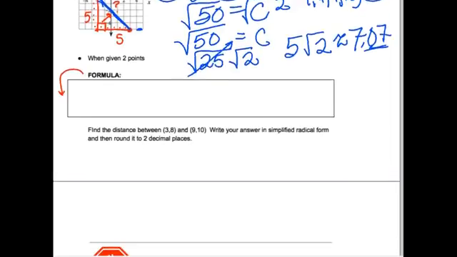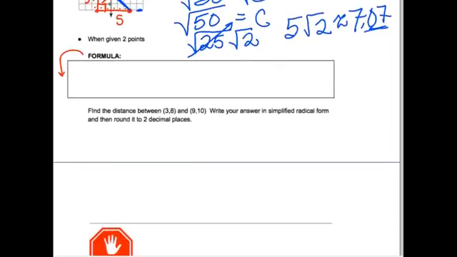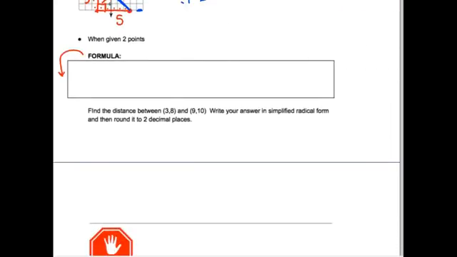But what if you're not given the graph? What if you're given just 2 points sitting there? Could you go get graph paper and plot them and use the Pythagorean theorem? The answer is yes. Usually that's not an option. I mean, I suppose you could always just Google graph paper and then print off a slice, but there's an alternative. There's a formula.